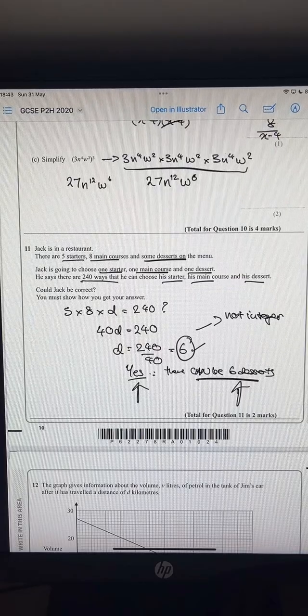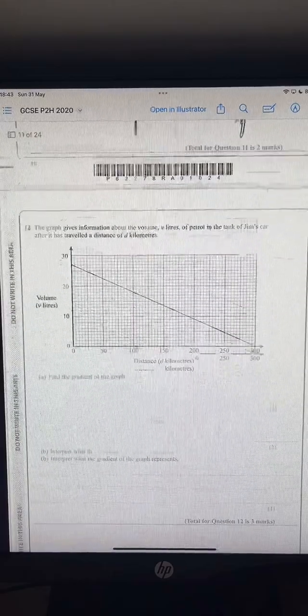Product rule for counting questions come up a lot, so make sure you know how to do them, but they're not too bad once you get into the practice of it. Okay, awesome.